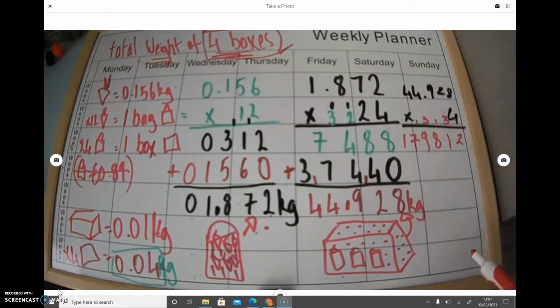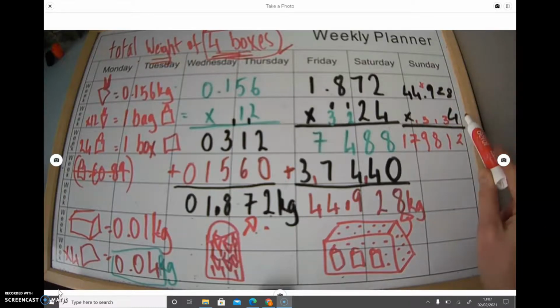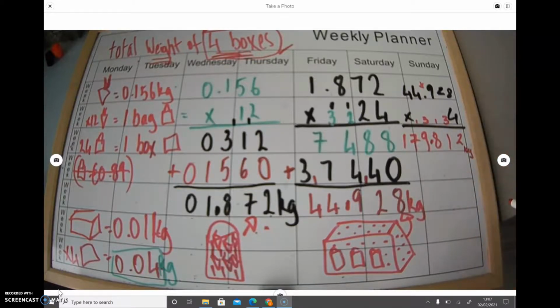I'm not doing long multiplication, so am I done? Remember my decimal point. How many places? We have 1, 2, 3 decimal places in my question. Therefore, we'll have 1, 2, 3 decimal places in my answer. So the weight of 4 boxes of carrots was 179 kilograms, 882. And I'm going to write down my kilograms there. So that's the weight of 4 boxes.